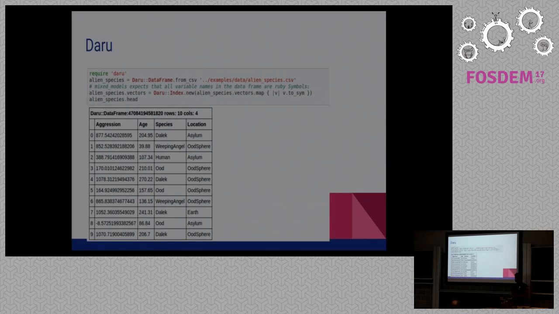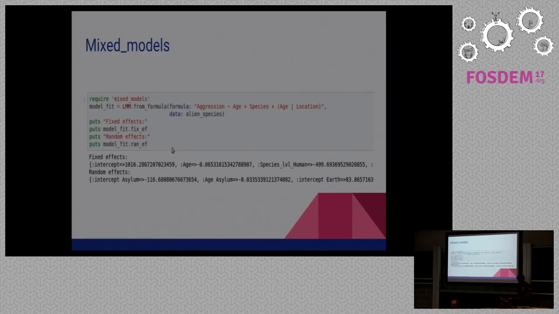Next, Daru. Daru is what pandas is for SciPy. It helps you load data into a data frame from Excel files or CSV files or TSV files, and then you can analyze this data. In this code, I simply require Daru. In the second line, I load this data from alienspaces.csv. Next, I create a vector, and I just show this data frame.